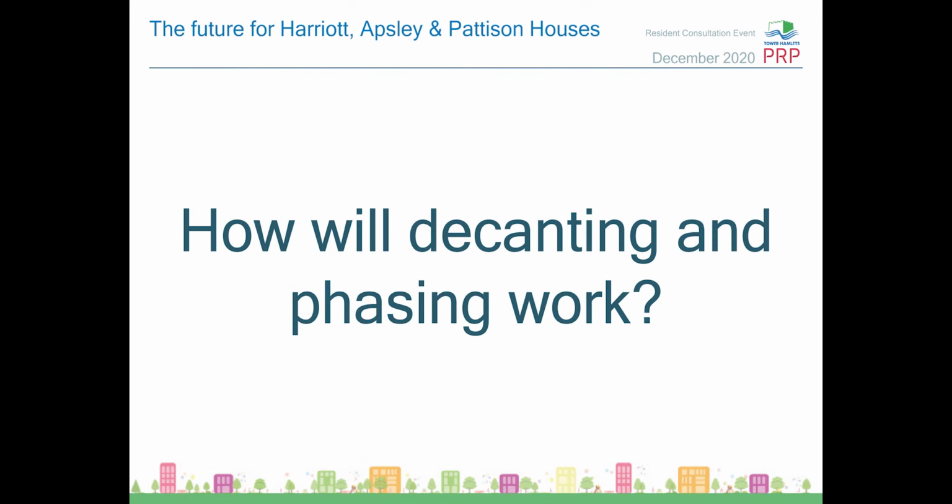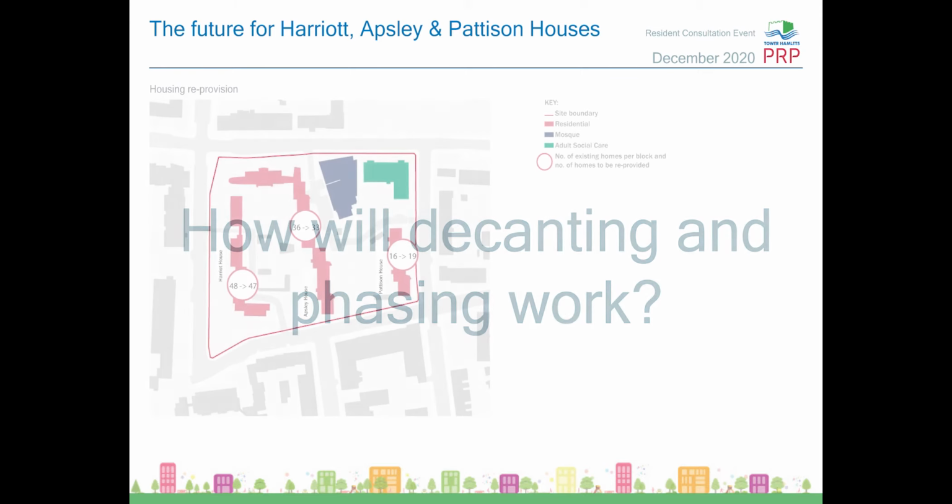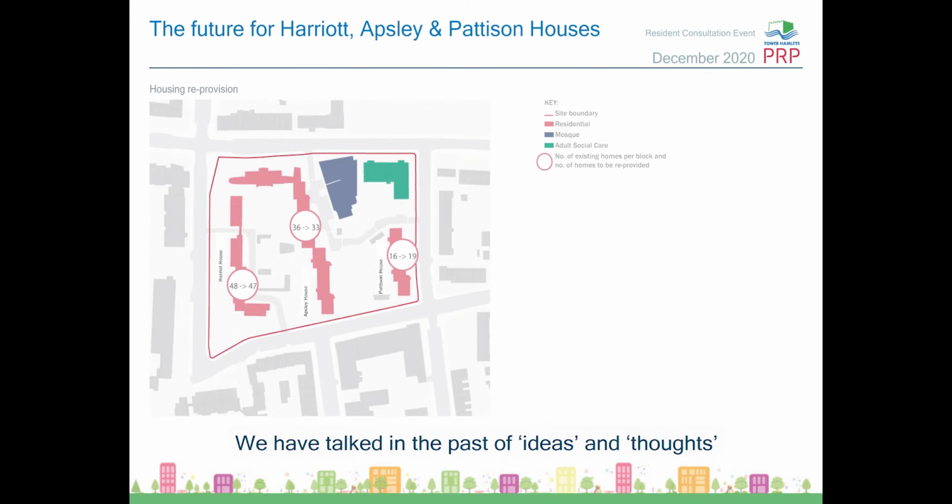How will decanting and phasing work? We have talked in the past of ideas and thoughts as to how this may work, but as we continue working, we are beginning to establish how this might work more realistically. There are a couple of key factors that have led to this. We now know the housing provision to be re-provided for residents on the estate. This includes existing secure tenants, resident leaseholders, and for those who were on the council's housing list before the ballot.